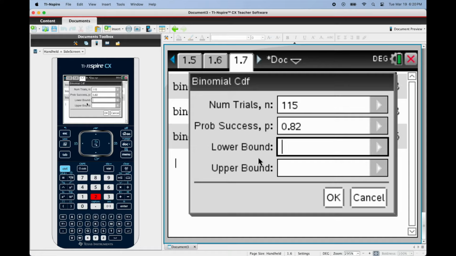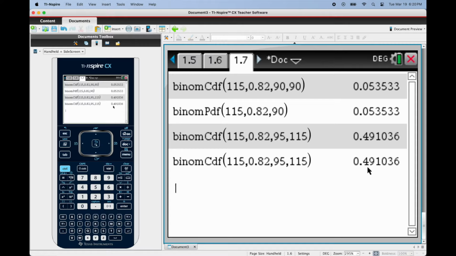So let's ask the question, if our lower bound is 95 and our upper bound is 115, what's the chance of us curing between 95 and 115 patients, given we have 115, the probability of success is 0.82. And we see it's okay, well, 49%. I think that's interesting. That's actually what we just worked out before.